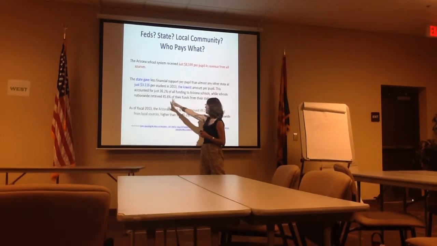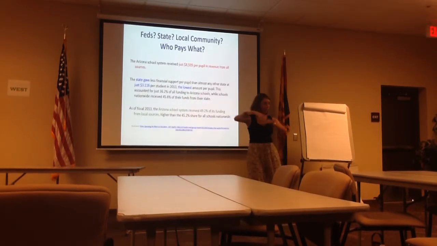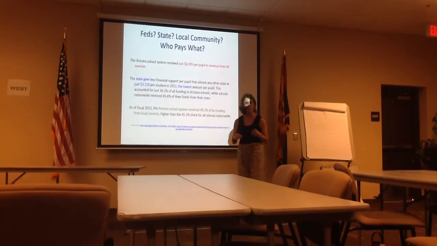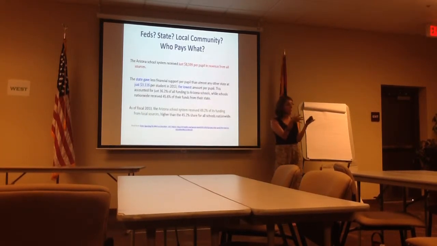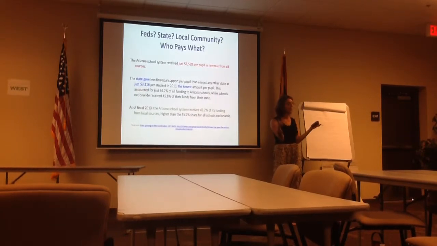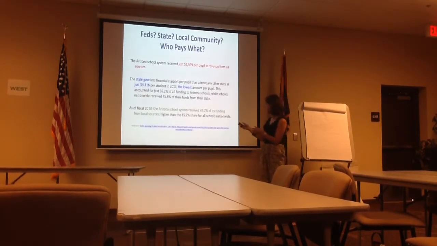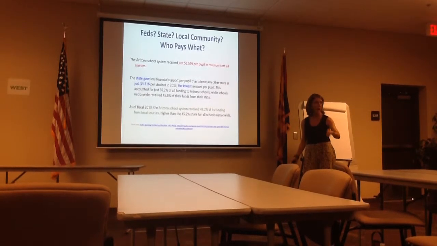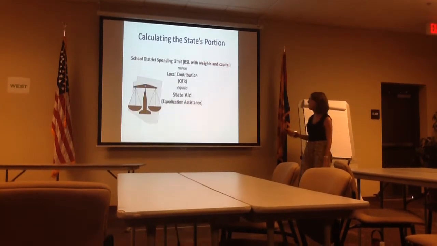Most states put in about 45% of all the education funding. In Arizona, ours was just at 36%. So a third of the money is coming from the state, the bulk of the money is coming from local communities, and some is coming from the federal government. Those numbers are very out of whack with the rest of the nation. That's why we're bottom of the nation: our state puts in so much less than everybody else.